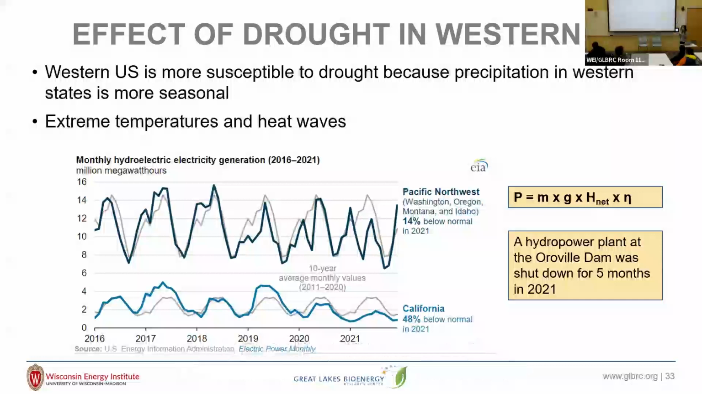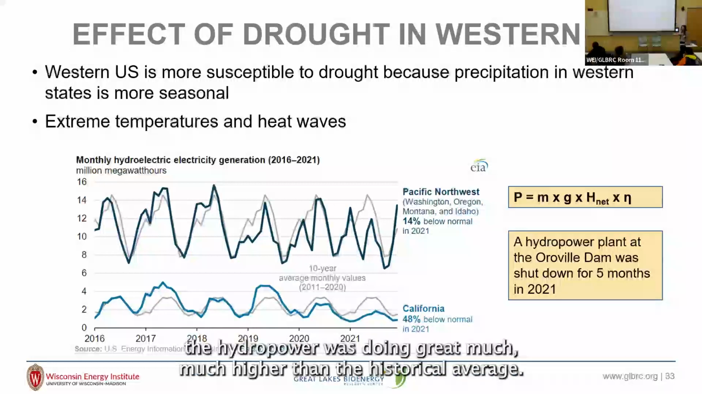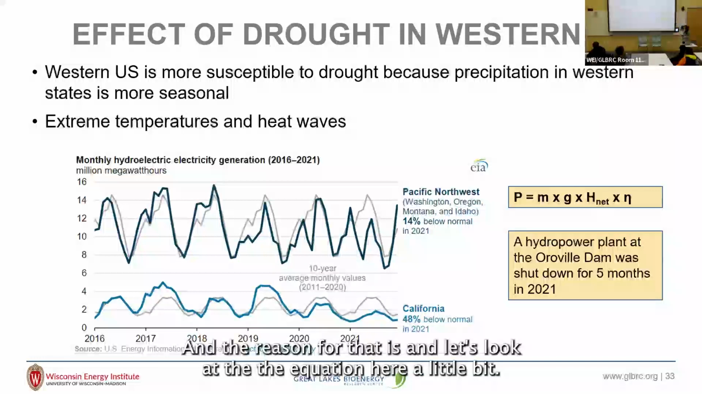because of the drought. And this problem is a lot more exaggerated in California, where you can see in the good years of 2017 and 2019, the hydropower was doing great, much higher than the historical average. And then 21, 22, especially, it's about almost half of where it used to be. That's a huge, huge change. And the reason for that is, and let's look at the equation here a little bit.